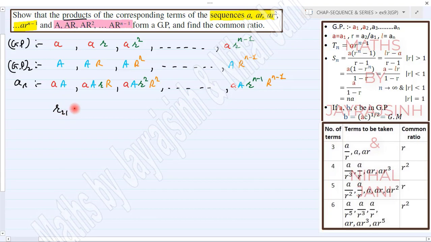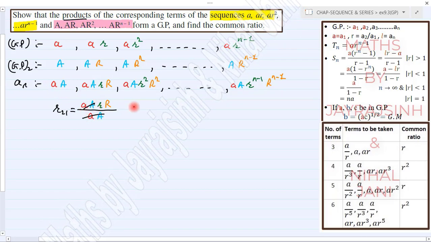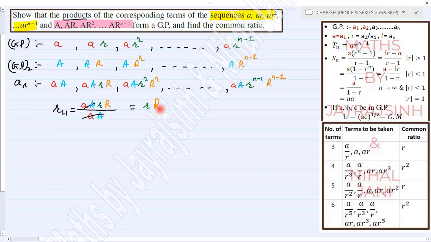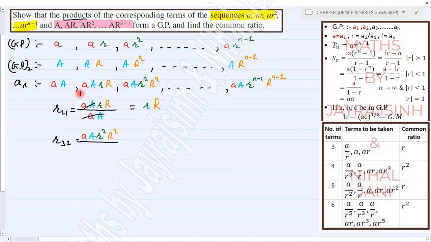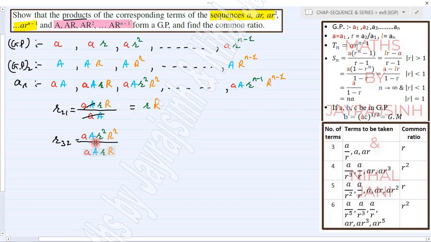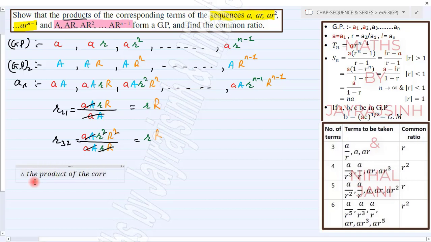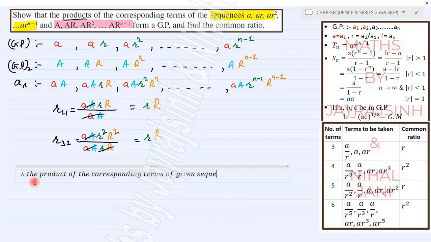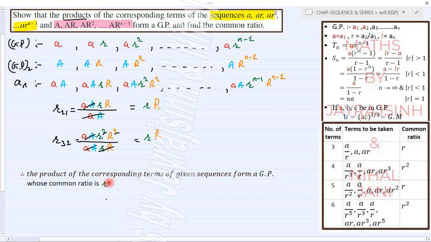So first of all, let's try to find the ratio between the second term and the first term. So it will be small r into capital R. Now let's try to find out the ratio between the third term and the second term. So it is also small r into capital R. So we can say the product of corresponding terms of the given sequences forms a GP whose common ratio is small r into capital R. Ta-da!